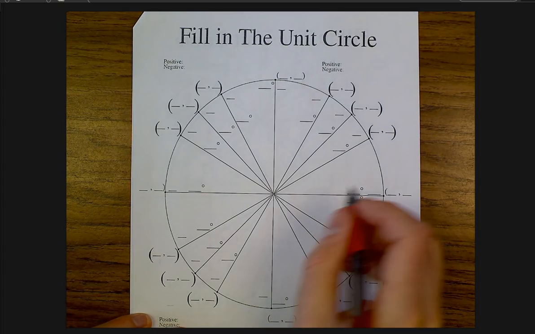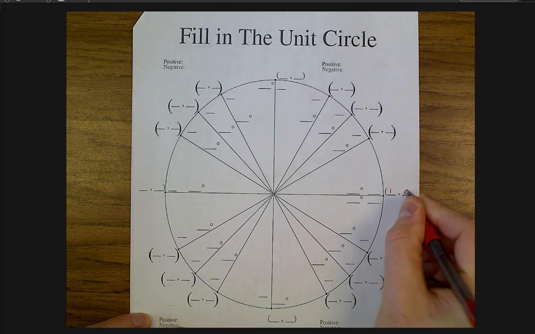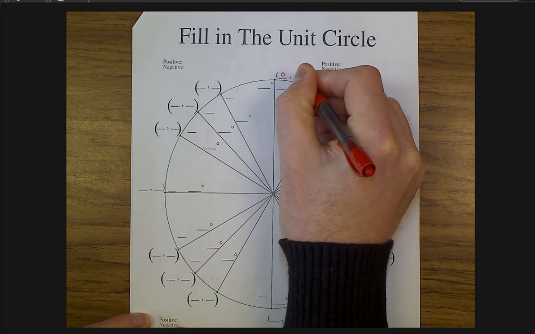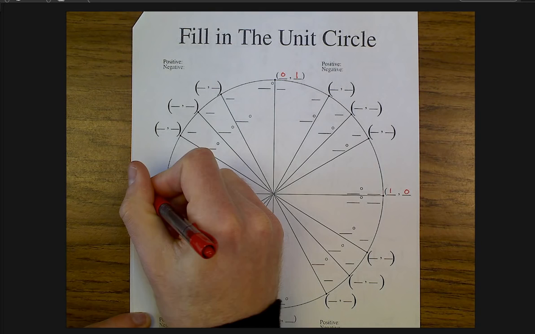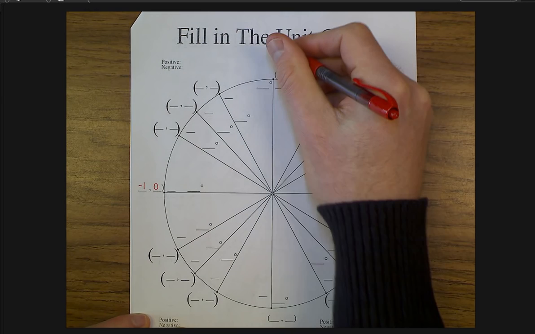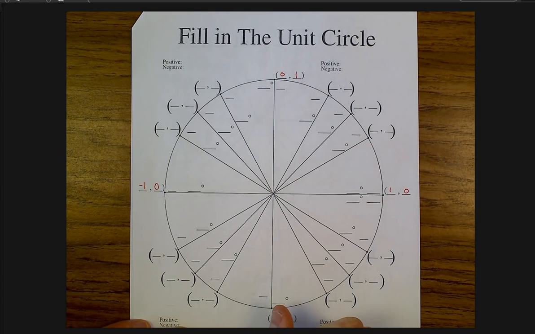So obviously this straight line right here is going to be 1, 0, right? Because it's 1 unit, so that's 1, 0. This would be 0, 1. Okay, this would be negative 1 and 0, so 1 unit to the left. Again, this is your y-axis, this is your x-axis, and then this would be 0, negative 1. That's where I normally start.